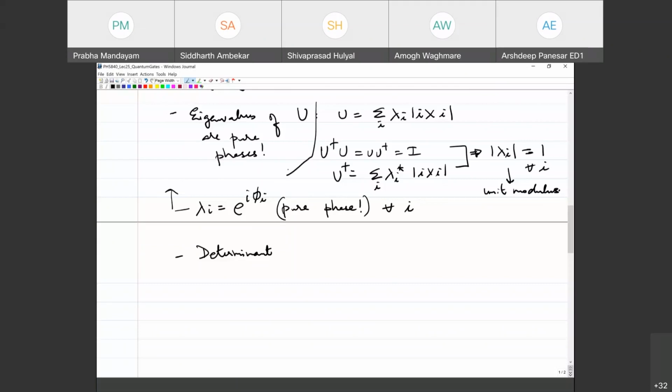Now, how can you express the determinant in terms of the eigenvalue? Product of eigenvalues gives the determinant. Sorry, can you say that again? I couldn't hear you properly. Product of eigenvalues is determinant. Okay, this is the product of eigenvalues.